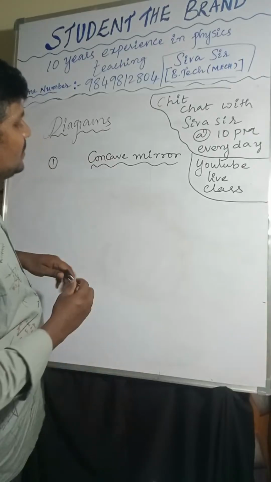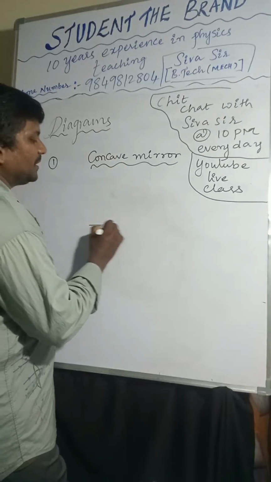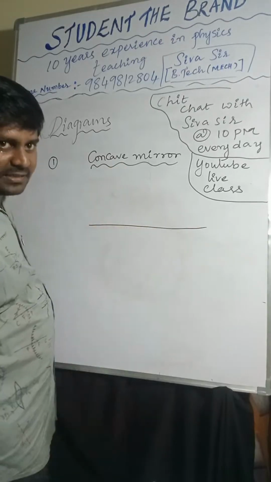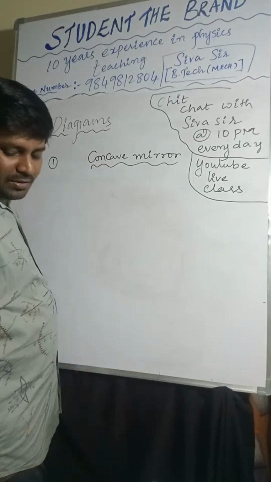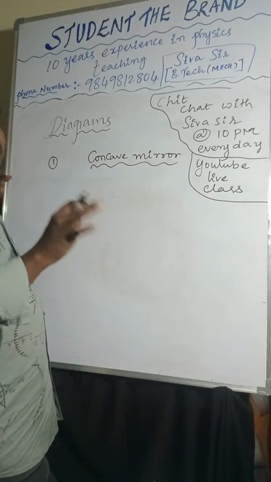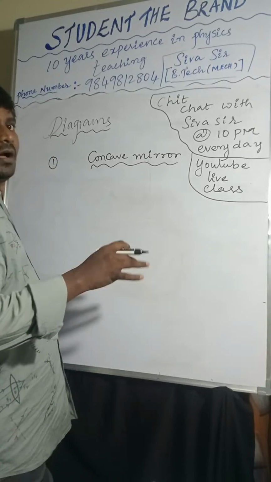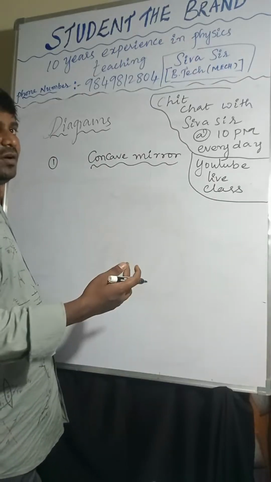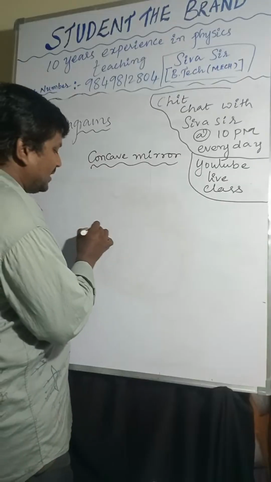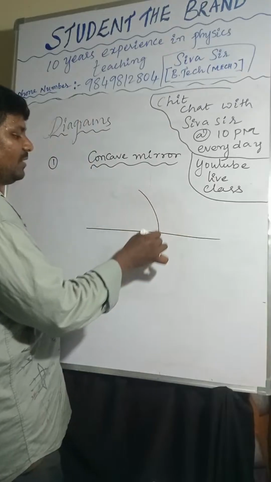The next point: when you are drawing the concave mirror, draw the principal axis first. I hope I did not teach it this way before. I actually thought to take one complete class on diagrams: how to draw them, how to get corrected and neat diagrams, and how to follow all the elements. Now I am taking the principal axis and the concave mirror.